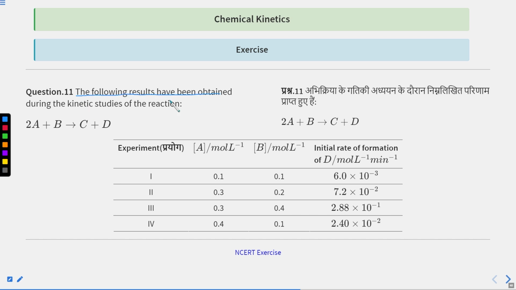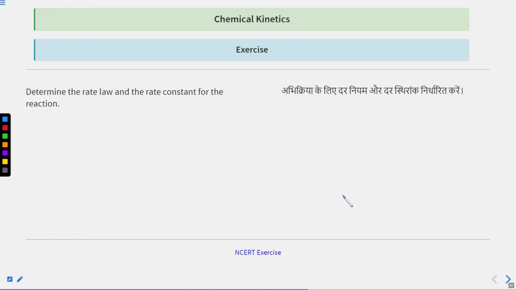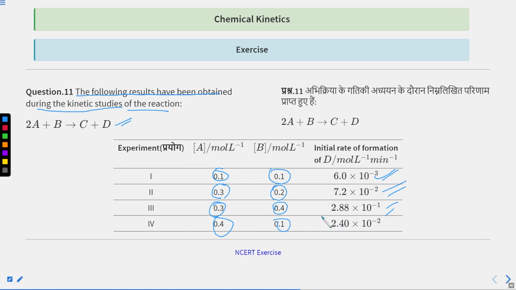The following results have been obtained during the kinetic study of the reaction. So we have a reaction 2A plus B gives C plus D, and here is the kinetic study of that. The concentration of A is given at different values, 0.1, 0.3, 0.3, 0.4, and B as given, and the initial rate is also given. What we have to do is determine the rate law and the rate constant. How will you solve it?